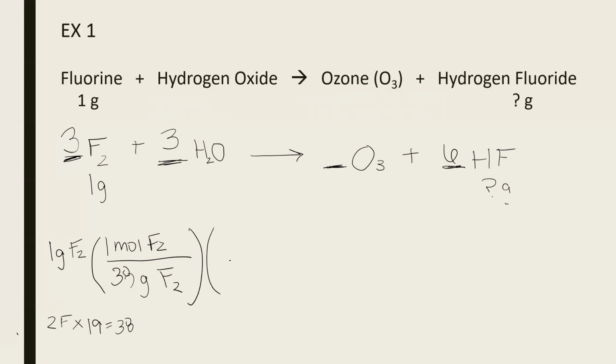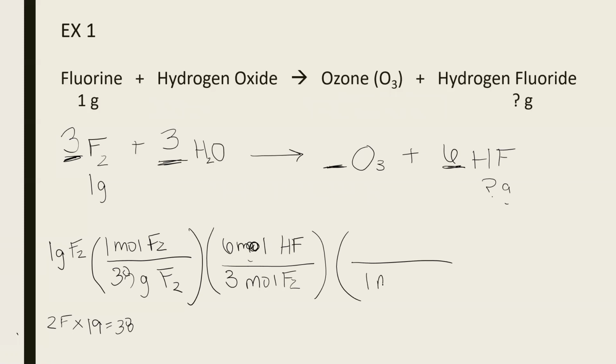Then my mole ratio, which comes from the balanced coefficients. My unknown coefficient with a unit and label over my known coefficient with a unit and label. It's the mole ratio, so the units are moles. And then the last part, I'm going to multiply by the molar mass of the unknown divided by 1 mole of the unknown. So 1 H, 1 F. H is about 1 if you round, you don't have to. F is, like I said, about 19. Add those together, and you get 20, or whatever you got that's close.